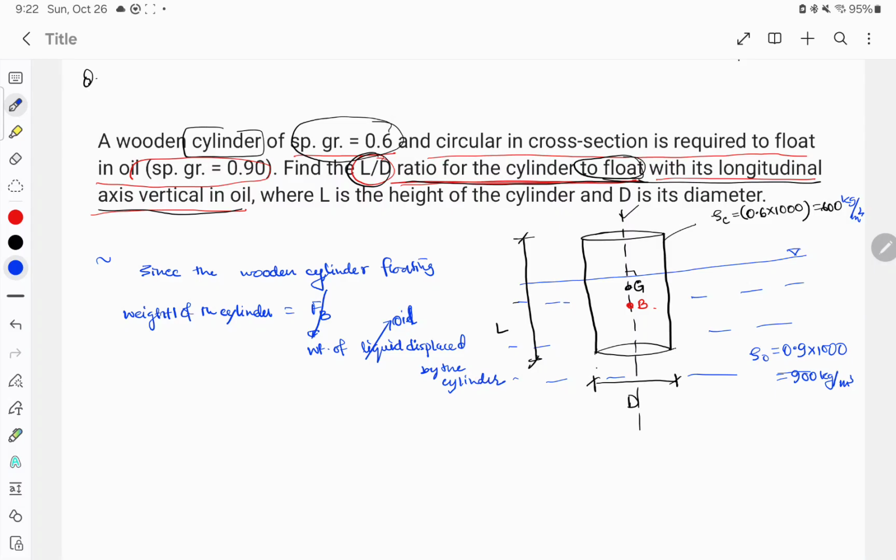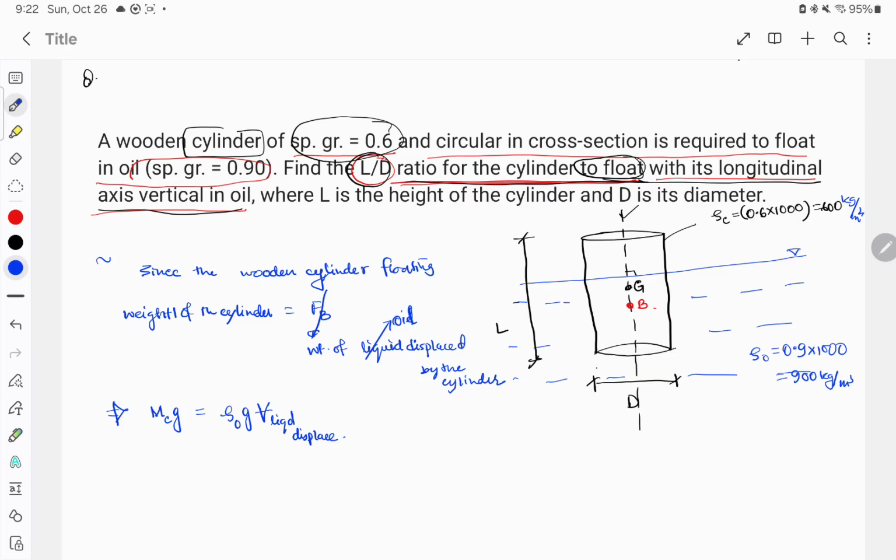So the weight of cylinder is the mass of the cylinder into G, and the weight of the liquid will be what? We know that force of buoyancy is the weight of the liquid displaced, which means oil density into G into volume of the liquid displaced.